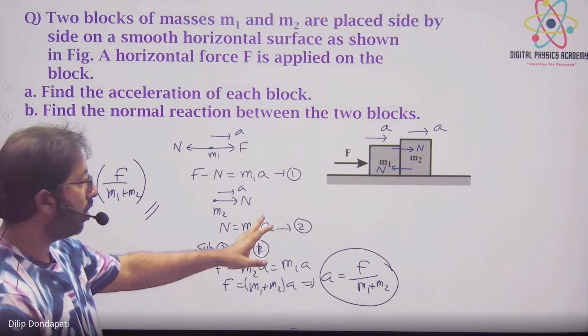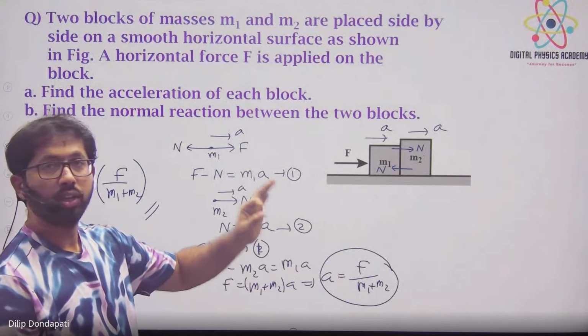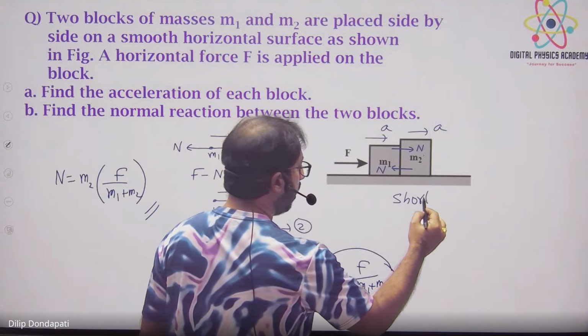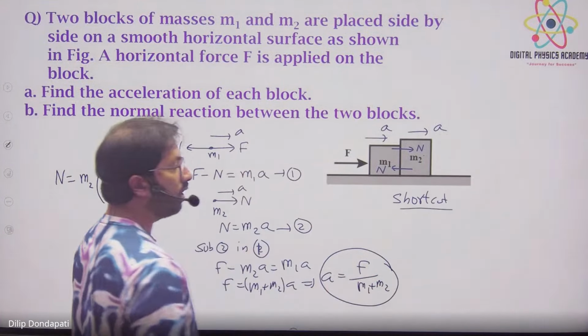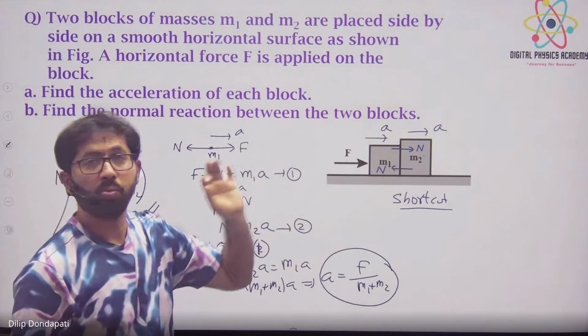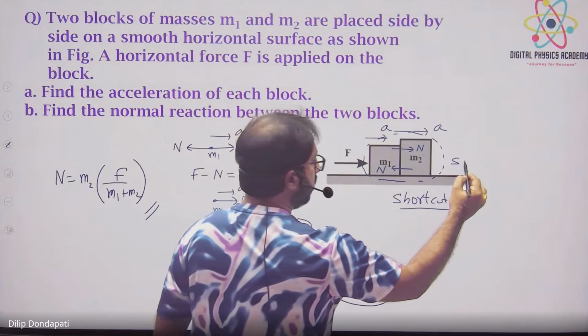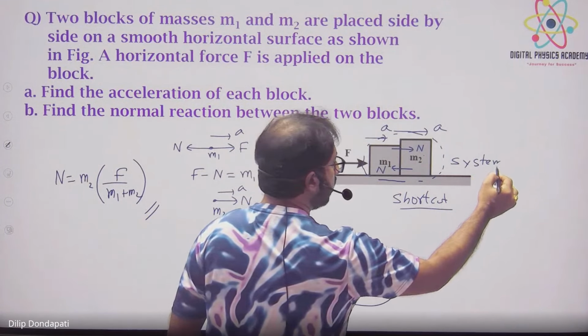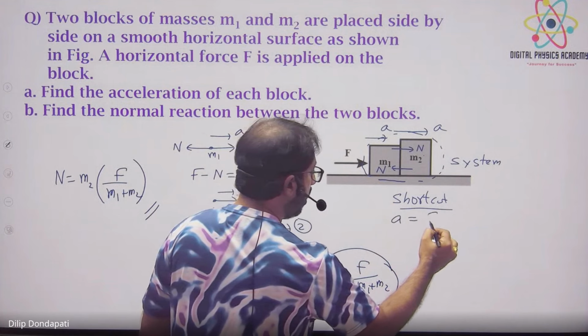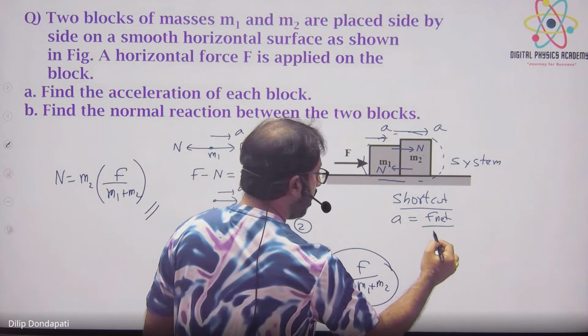देखो, we have a shortcut to find acceleration. Easy है, वो use करेंगे. So shortcut क्या है? Two masses को we should treat as one system. System का मान लो. System का acceleration का formula always use net force by net mass.